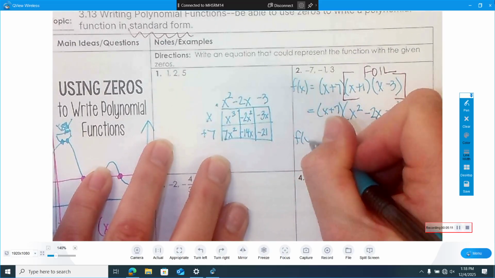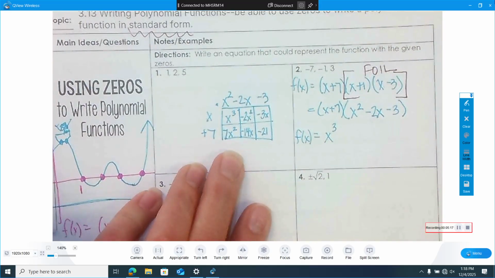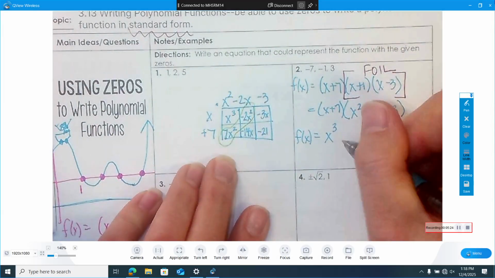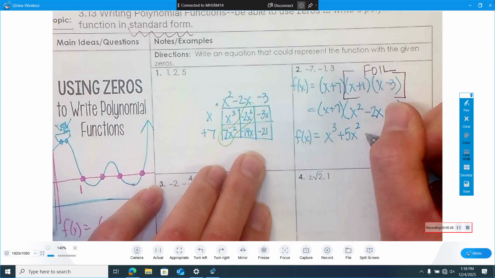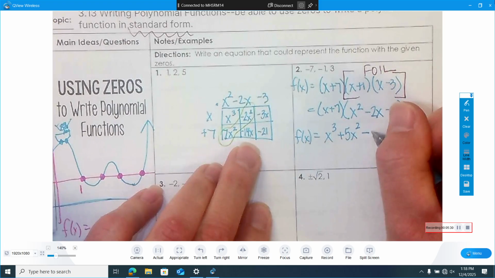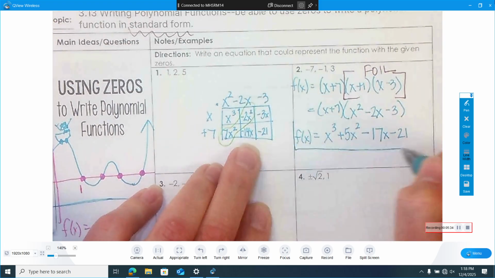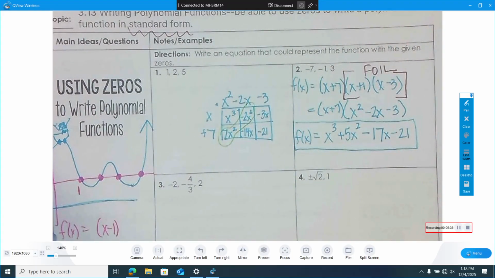And so I'm going to combine like terms. I have x cubed. 7x squared and a negative 2x squared gets me positive 5x squared. And then negative 14x and negative 3x is negative 17x, and then the minus 21. So here is our polynomial in standard form. Well, that's the easy one.